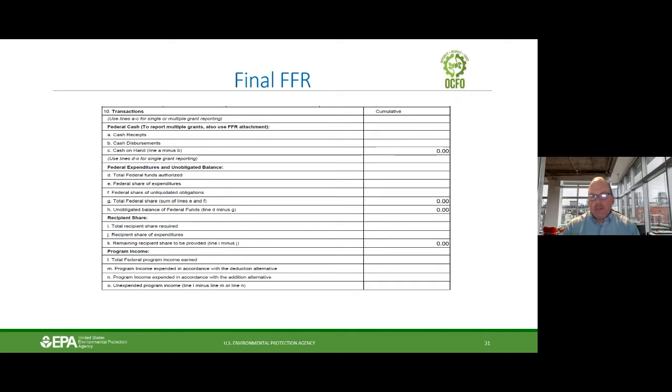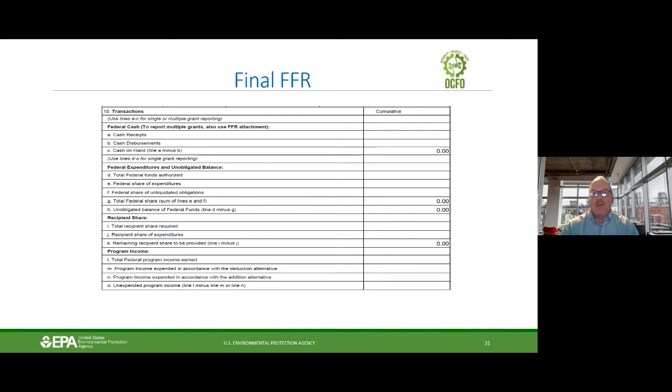So now we're going to get into the meat of this form and the importance of the form. There are some really key distinctions when we're looking at the different sections here in the form. If we start on 10 A, B, and C, this is your federal cash report. One of the keys here is that this section is only used for interim reports. When you're doing a final report, you do not fill out 10 A, B, or C.